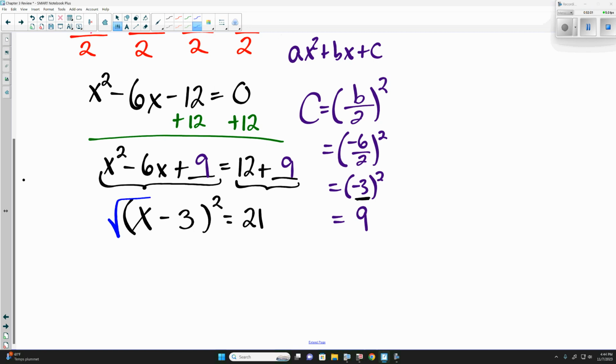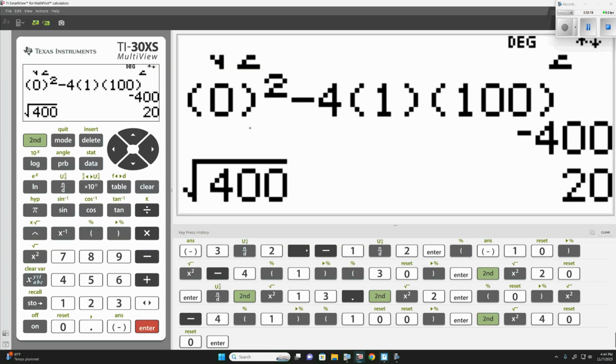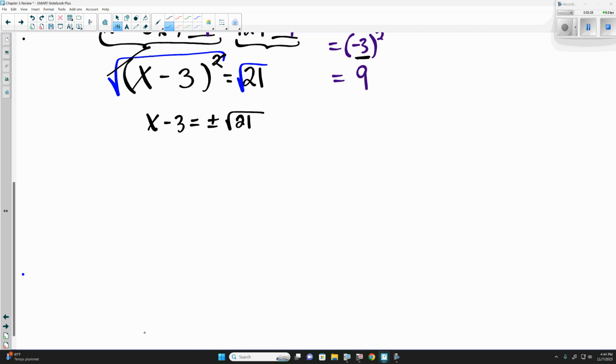Now we can solve by taking the square root of both sides. And when we take the square root of both sides, our square root and square would cancel, telling us x minus 3 is equal to plus or minus. Whenever we take the square root of both sides, we have to add the plus or minus. Now we can plug the square root of 21 into the calculator and see if it simplifies. It does not. So we can leave it as the square root of 21.